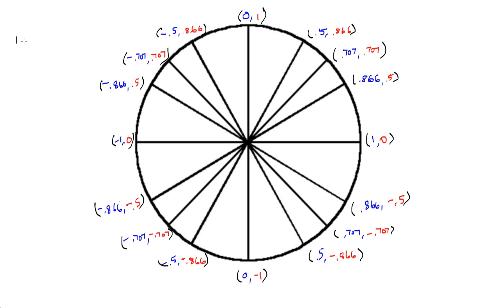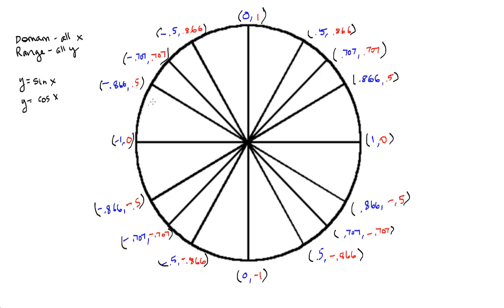Domain is all the possible x values. Range is all the possible y values for a function. And what we're talking about here is what comes into the sine function and what comes out, and what goes into the cosine function and comes out.